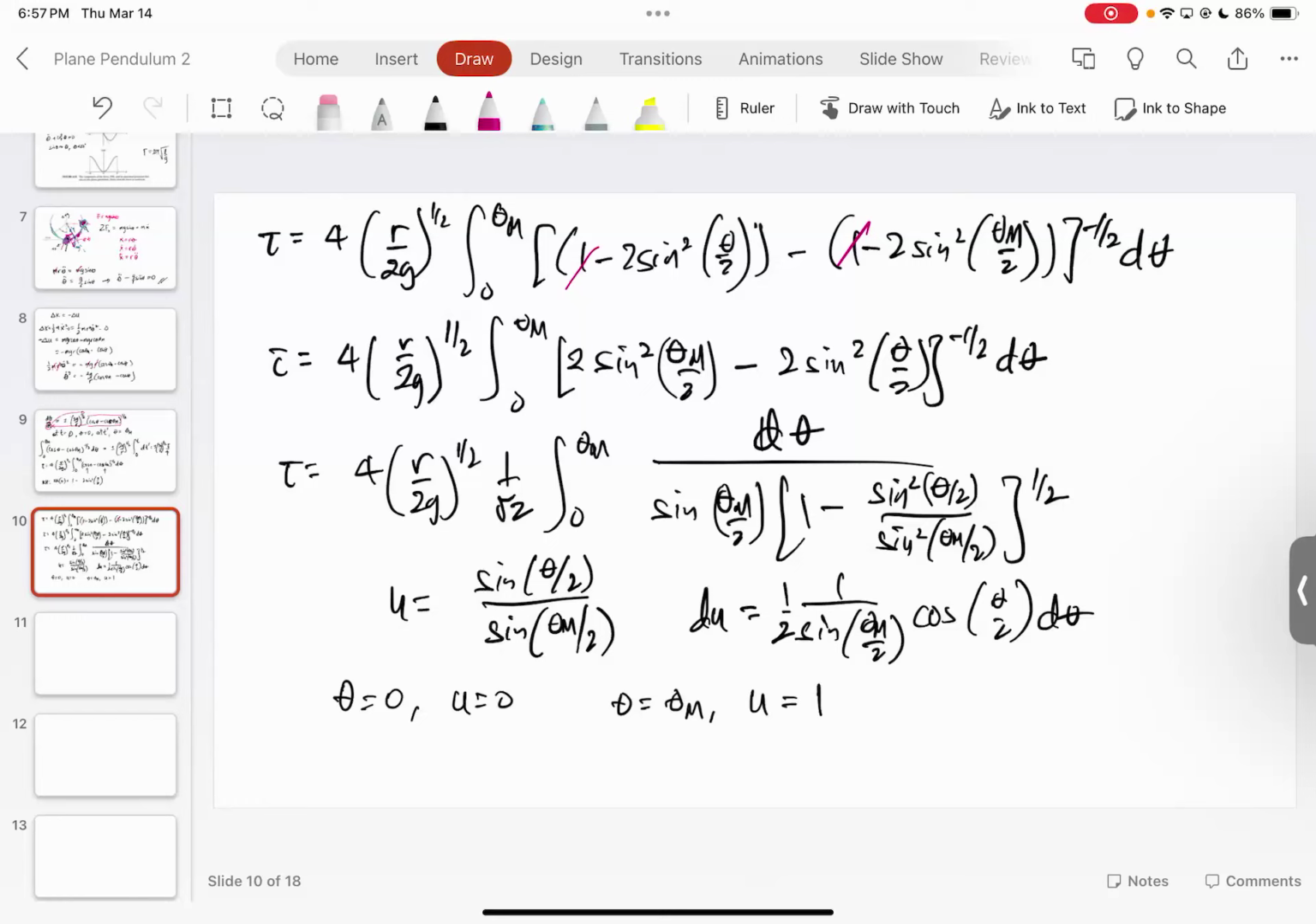Okay, now, ito pansinin ninyo, meron akong d theta sine theta sub m dito. Remember, we're going to replace that with du. Tapos meron din akong d theta over sine theta sub m dito. Okay? So na-replace ko na partially. And yung cosine theta over 2, gusto kong gawin ding u yan. Okay? So anong mangyayari dyan?